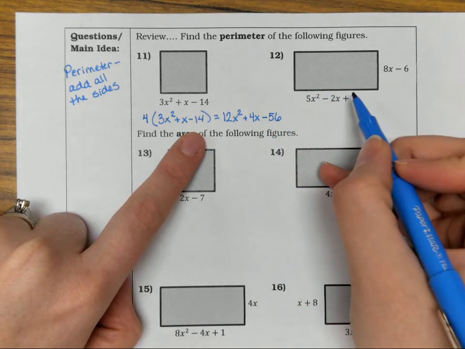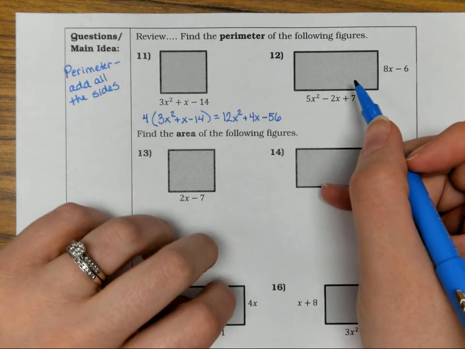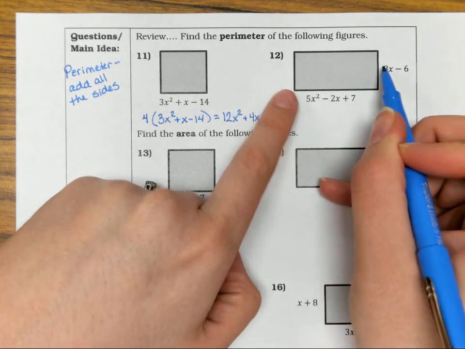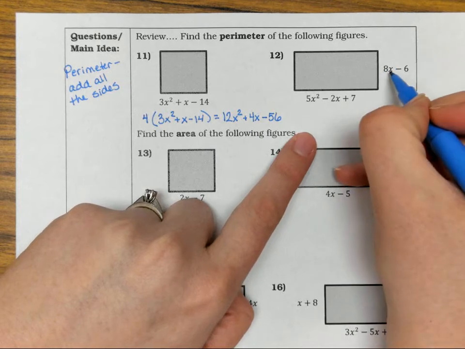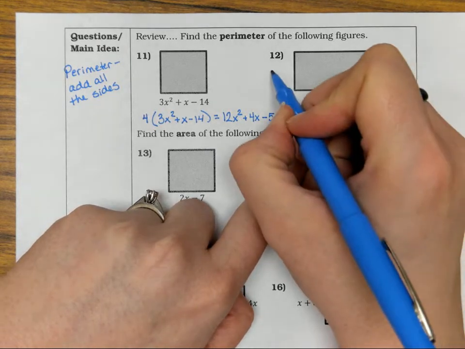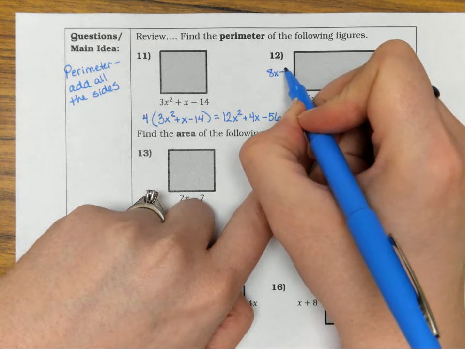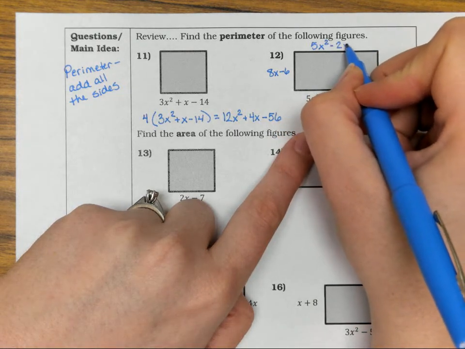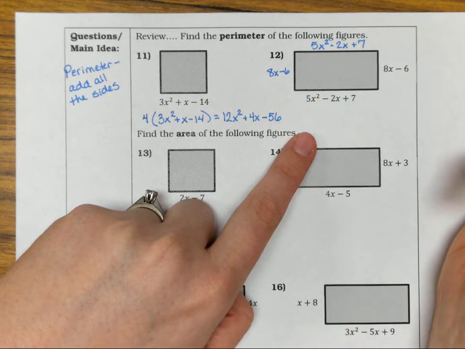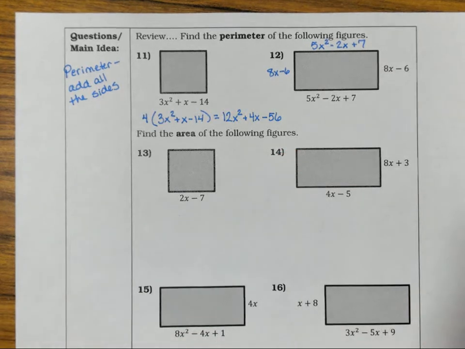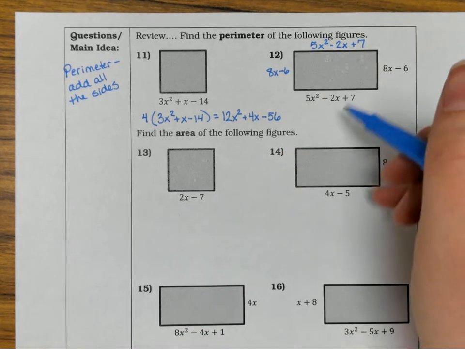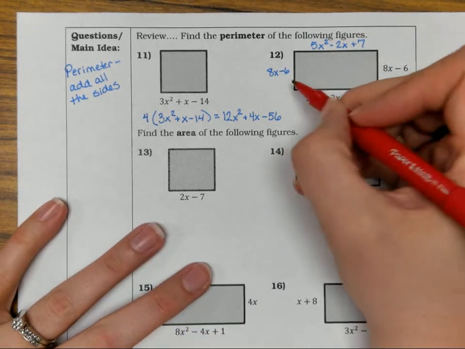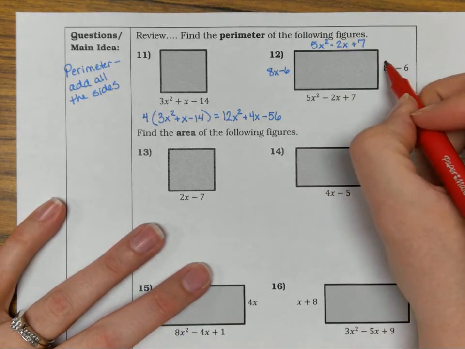Okay, and then number 12 is also finding the perimeter. This time it's finding perimeter of a rectangle. And what people often forget is that this has to be duplicated. So this is also 8x minus 6, and this is 5x squared minus 2x plus 7. Okay. Now there is a formula for perimeter. You could have multiplied each side by 2 and then added them together. Whichever way works for you. I wrote it out twice, so I'm going to add them up.